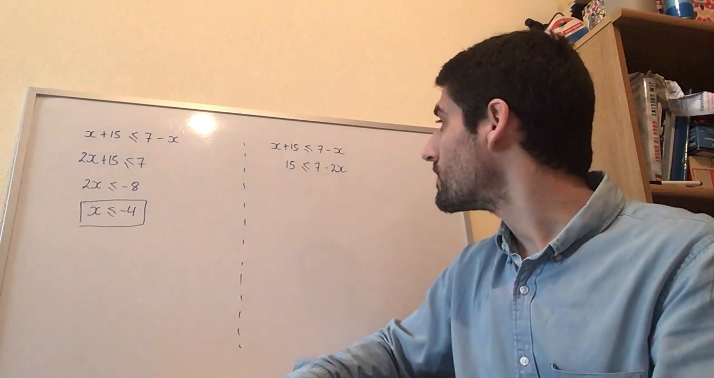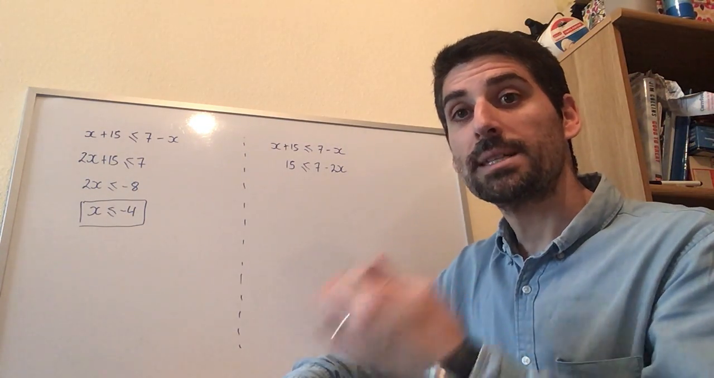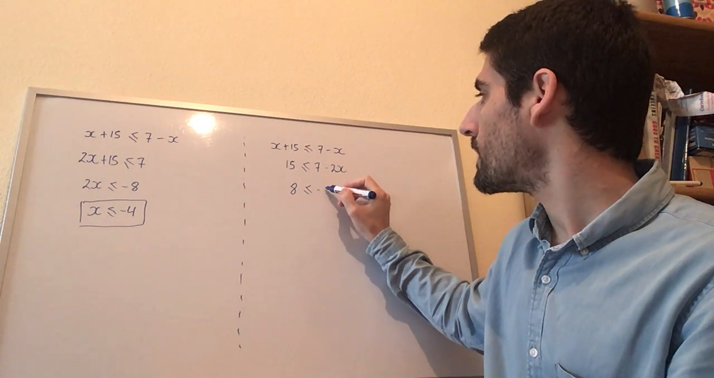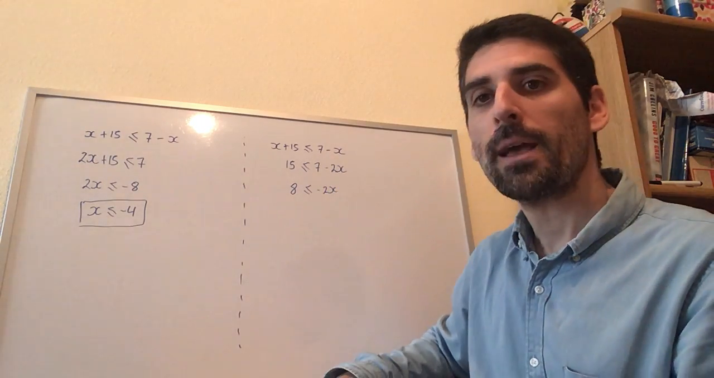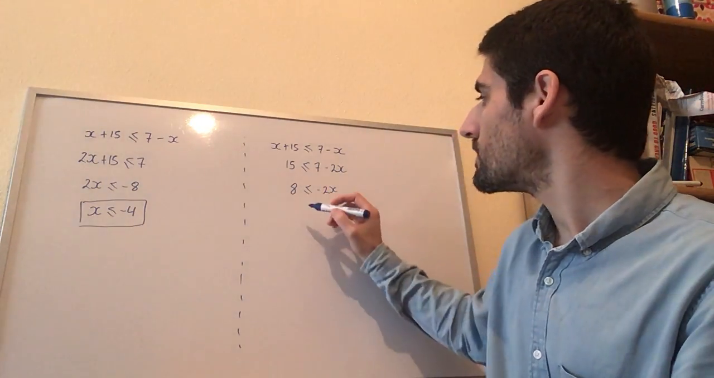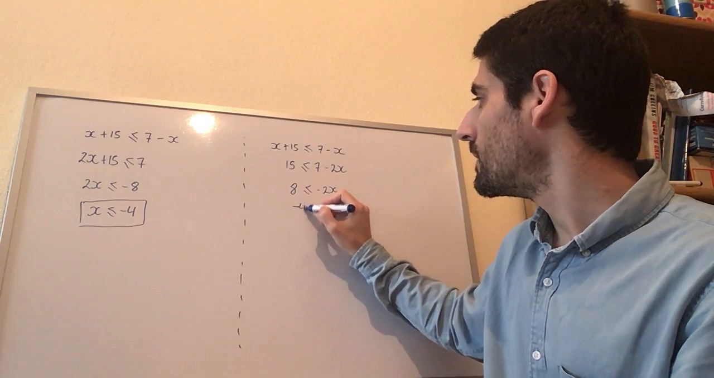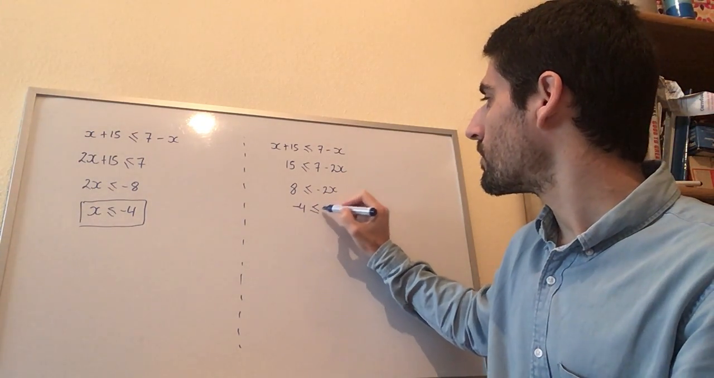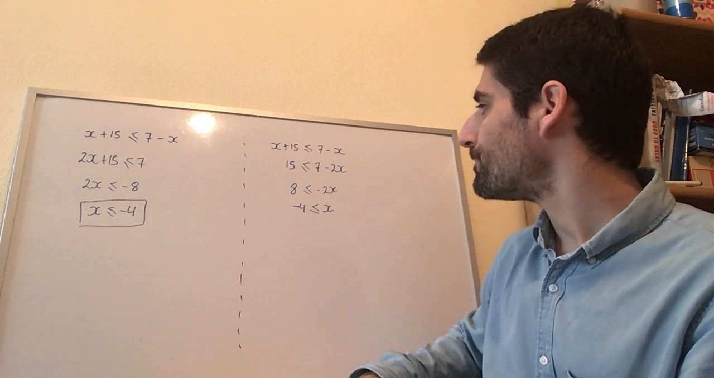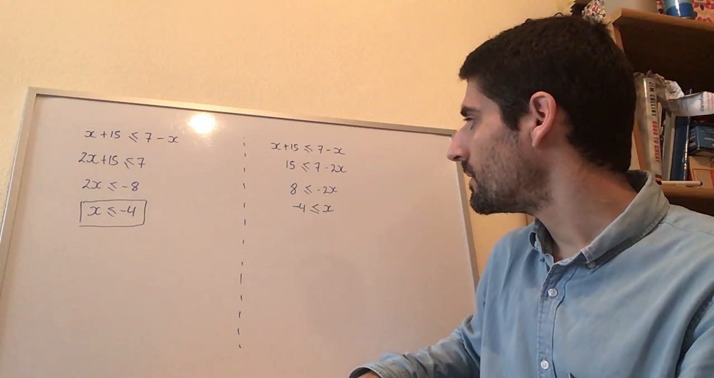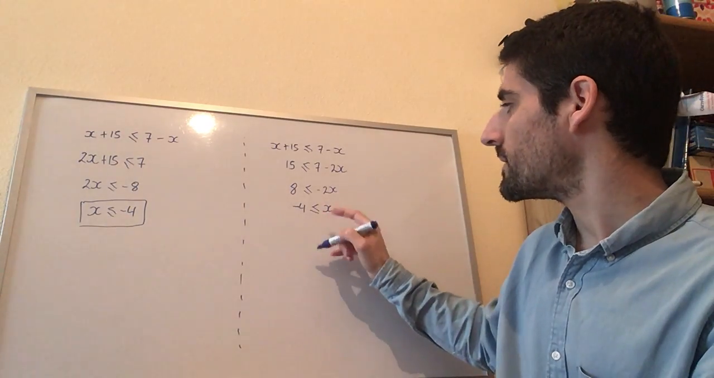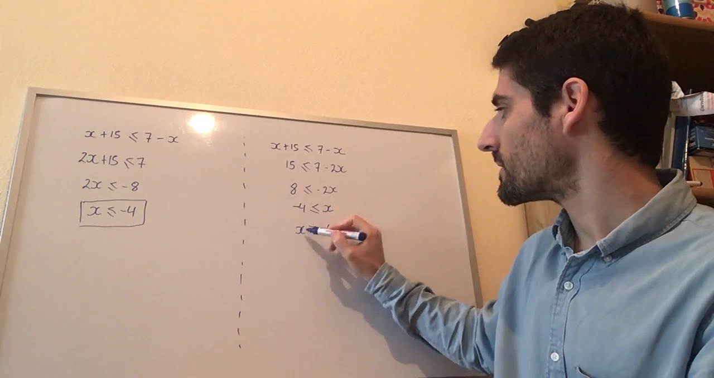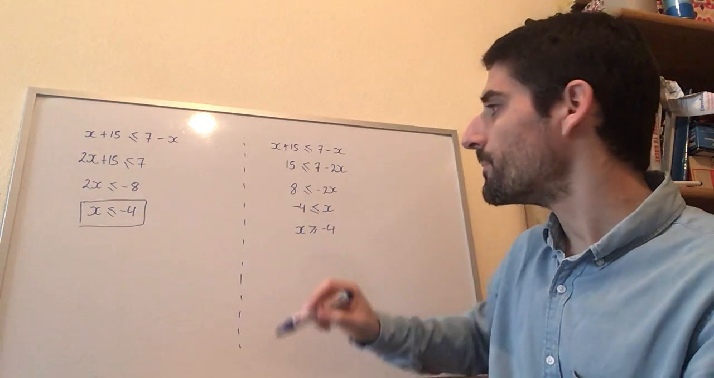And now I want to have the minus 2x on its own. So I need to take away 7 from both sides. So I get that 8 is less than or equal to minus 2x. And now divide both sides by minus 2, so I get that minus 4, because 8 divided by minus 2 is minus 4, is less than or equal to x. Look at what's happened here, because I could rewrite this, remember, as x is greater than or equal to minus 4, isn't it? So long as the x is on the same side of the inequality sign.